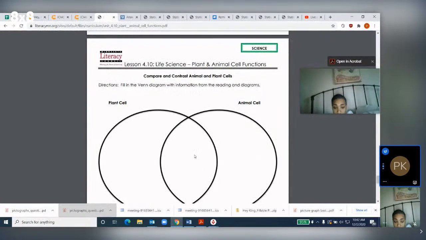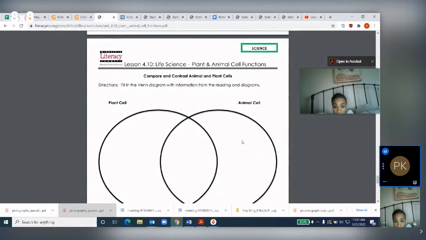That's how you would do it, if you see a Venn diagram, whether it's in social studies or science, whenever you see a Venn diagram, that's how you fill it out. Remember, the things in the center right here are things that are common to both plant and animal. And then on the outside, for example, on the left here, anything over here are things that are just unique to the plant cell, and anything over here are things that are just unique to the animal cell.